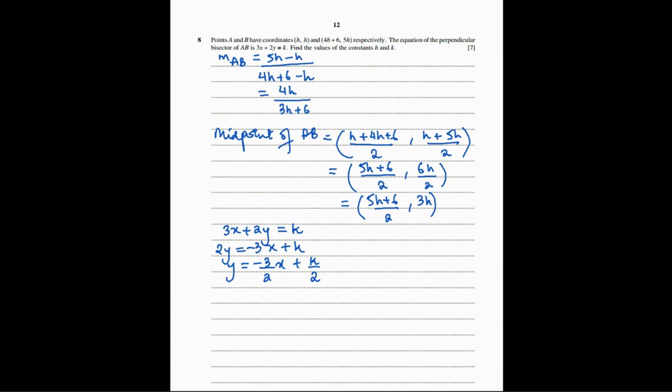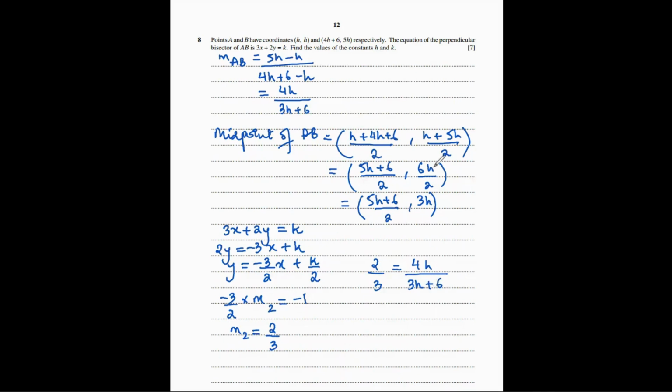They're both perpendicular to each other, which means negative 3 over 2 times m2 is equal to negative 1. m2 is going to be 2 over 3. So 2 over 3 is going to equal 4h over 3h plus 6.